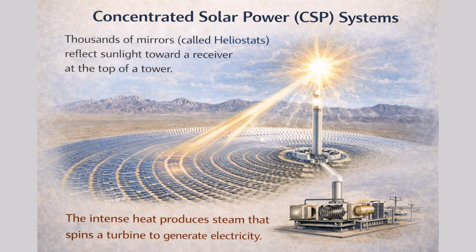That extreme heat is used to produce high-pressure steam, which spins a turbine connected to a generator, exactly like a conventional power station, but using the sun as the fuel. How does the complete CSP system work from the heliostats all the way to the electricity grid?